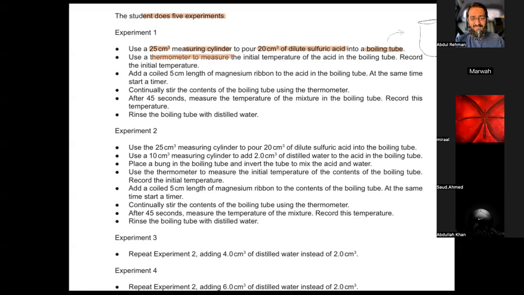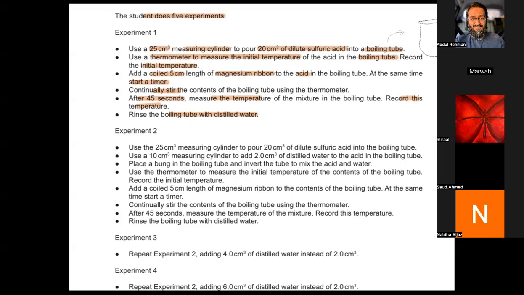Use a thermometer to measure the initial temperature of the acid in the boiling tube. Record the initial temperature. Add a coiled 5 cm length of magnesium ribbon to the acid in the boiling tube. At the same time, start the timer. Continuously stir the contents of the boiling tube using the thermometer. After 45 seconds, measure the temperature of the mixture in the boiling tube. Record this temperature. Rinse the boiling tube with distilled water. Till here, is this clear?